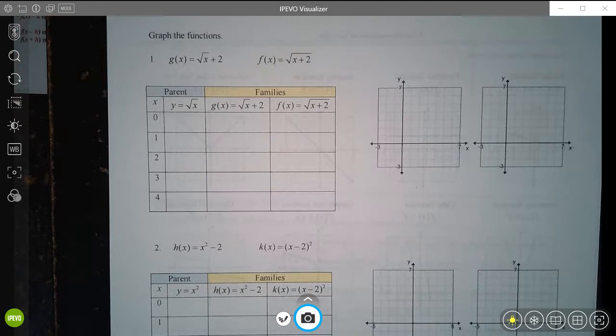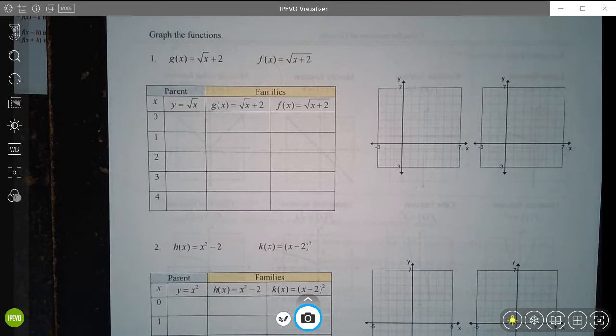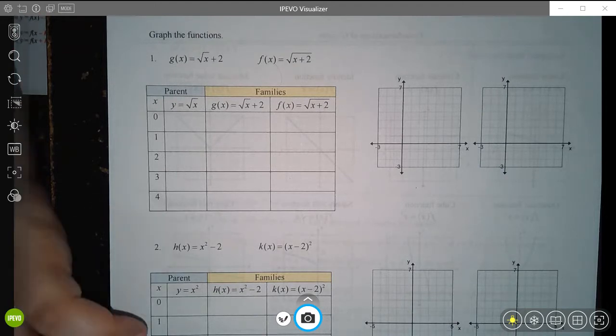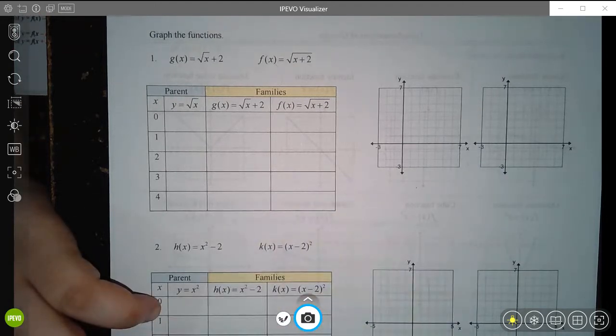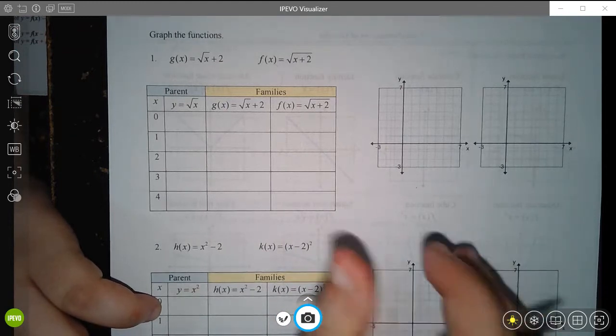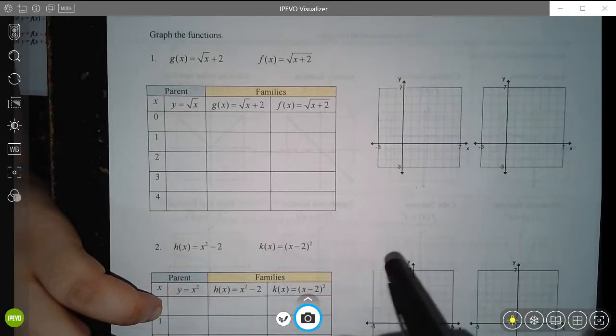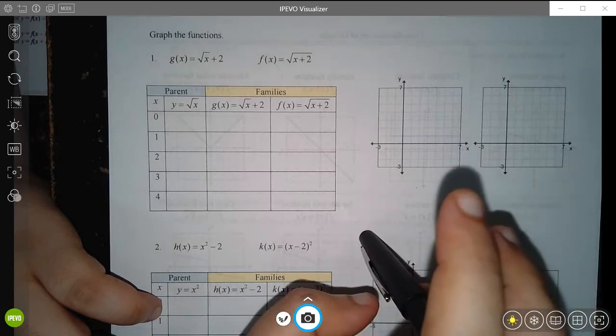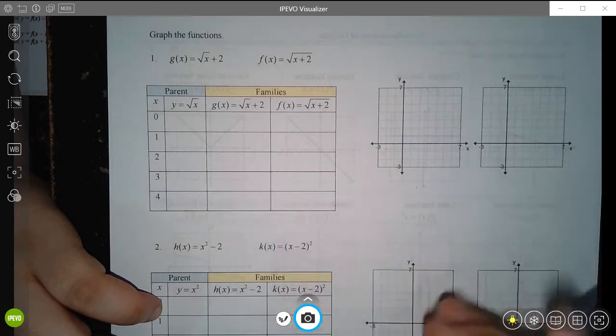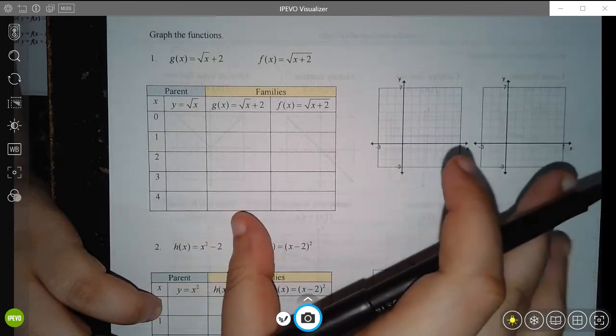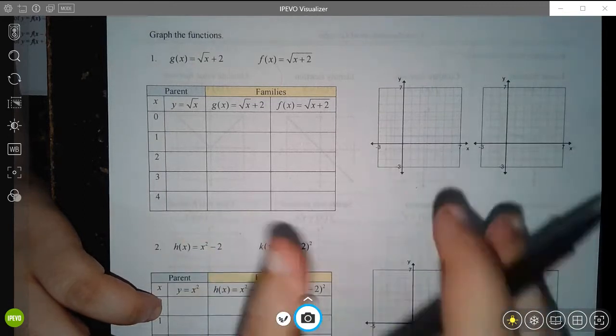Does everybody have their tables? So you have two functions you need to write down. All good? Is anyone not ready? I should ask that. Is anyone not ready? Okay, take that as a no.